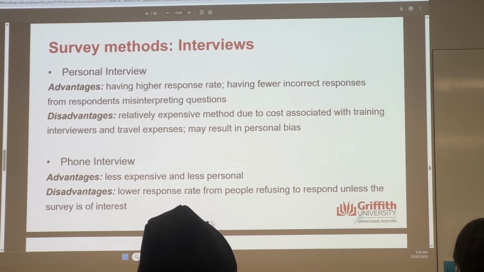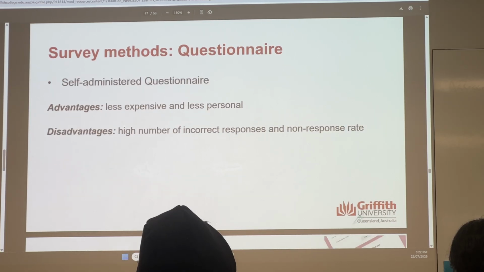But if you personally go, it's very hard for people to ignore, because someone is personally coming. The next one is a questionnaire. It's called a self-administered questionnaire.